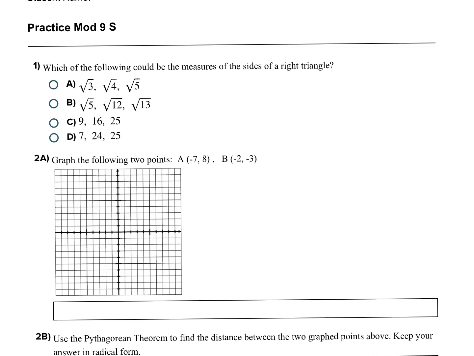Our first two questions deal with Pythagoras' theorem. We talked about Pythagoras' theorem and how the sum of the squares of the two legs, square A, square B, when I add that together, gives me the square of C. So we're talking about A squared plus B squared equals C squared.